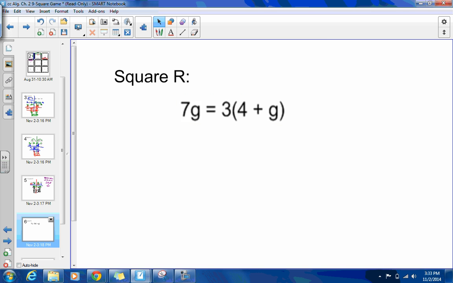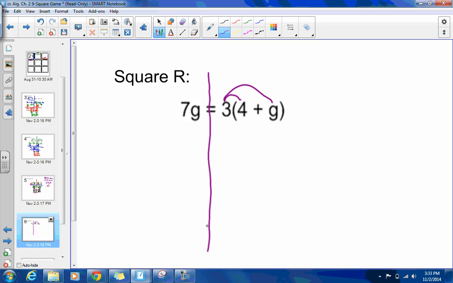Let's see if we can distribute anything. Get rid of any parentheses if there are some. And it looks like we have some, so let's try to get rid of those. All right, so 3 times what's inside. 3 times 4 is 12 plus 3 times g, or 3g, still equal to 7g.